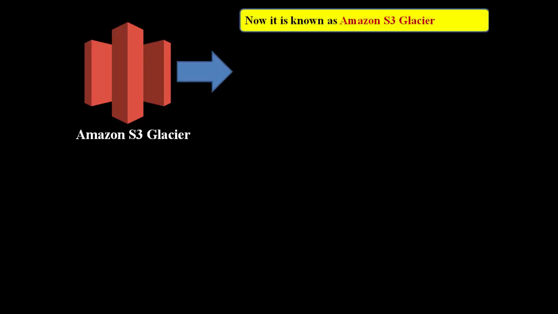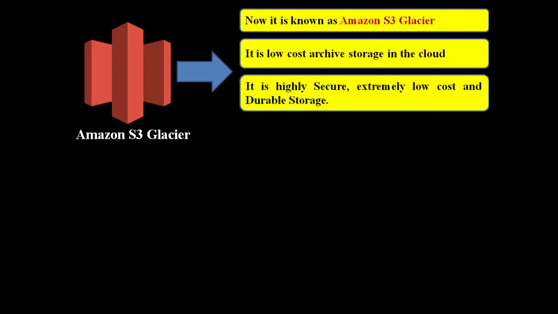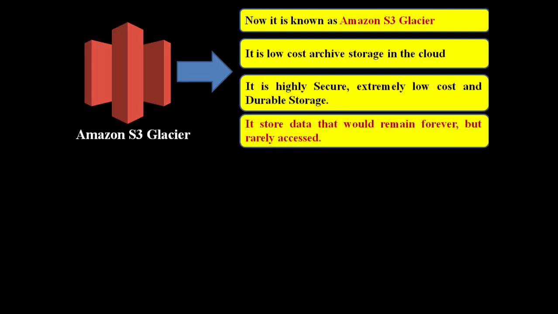Amazon Glacier is nowadays known as Amazon S3 Glacier because now it is a part of S3, the Simple Storage Service. So it is now known as Amazon S3 Glacier. It is a low-cost archive storage in the cloud. It is highly secure, extremely low-cost and durable storage. If you want to store your data permanently or for a long time, at that time we can go for Amazon S3 Glacier. It stores data that would remain forever but is rarely accessed.